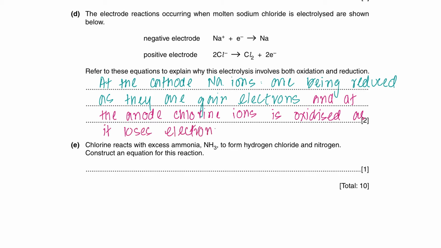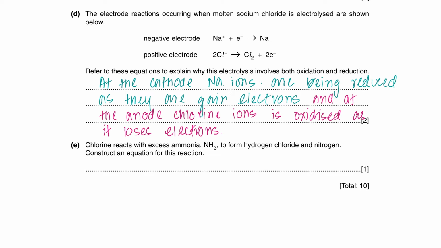Now this is different from other questions because it's not talking about explain why this is a redox reaction. If that was the case, we'd say as both oxidation and reduction are taking place, hence it's a redox reaction. But it's saying, can you explain why electrolysis has both oxidation and reduction? We're highlighting where oxidation is taking place and where reduction is taking place, in essence explaining why both are taking place.